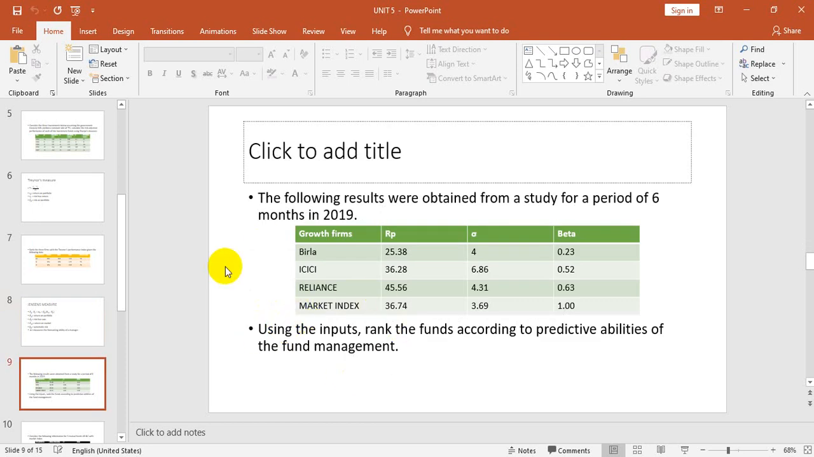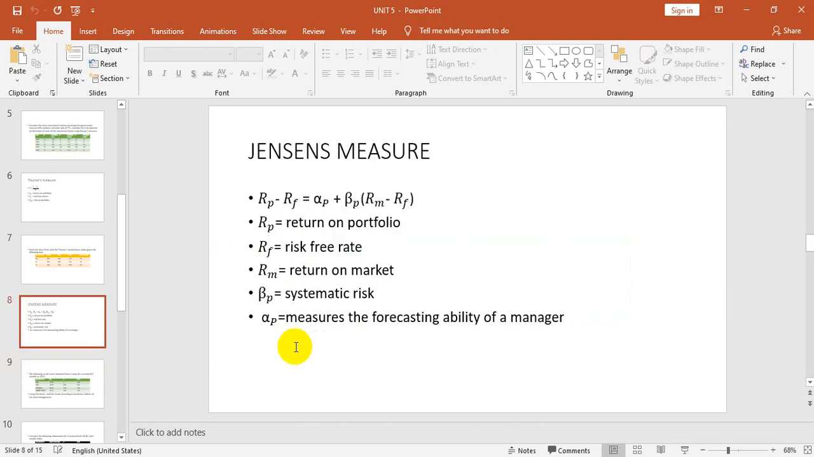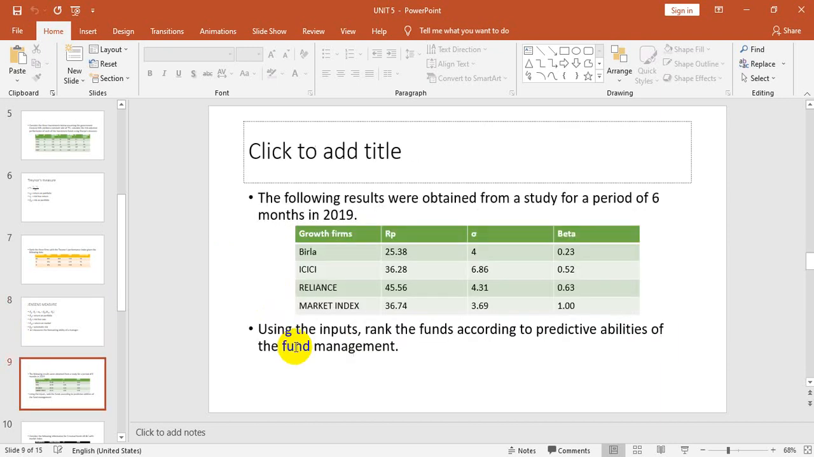Students get confused with this part only. They think of it as another firm, so they write it as a company itself. No, it's not like that. It is a market index, the return on market. RM has been given in this question formula, so that RM is nothing but the market index for all of them.